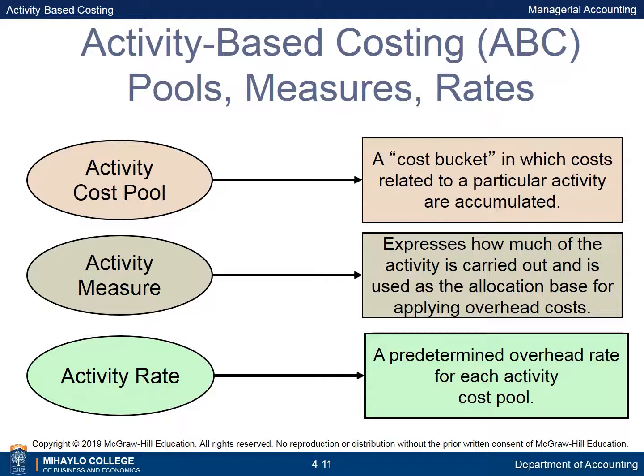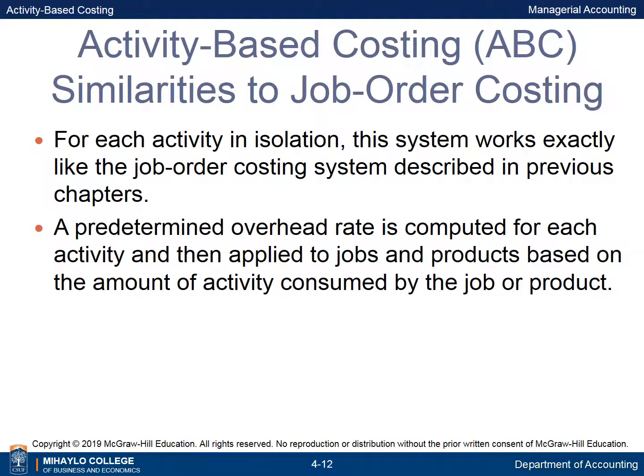An activity rate is a predetermined overhead rate in an activity-based costing system. Each activity cost pool has its own activity rate that is used to apply overhead costs to cost objects. Taking each activity in isolation, this system works exactly like the job order costing system described in Chapter 2. A predetermined overhead rate is computed for each activity and then applied to jobs and products based on the amount of activity consumed by the job or product.